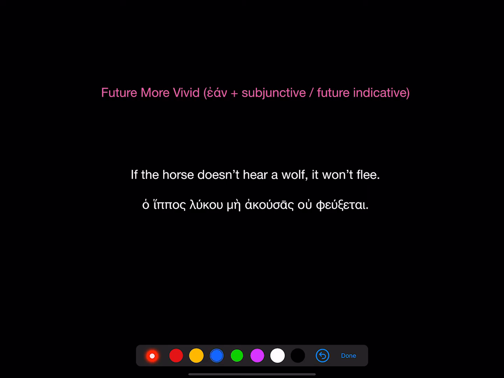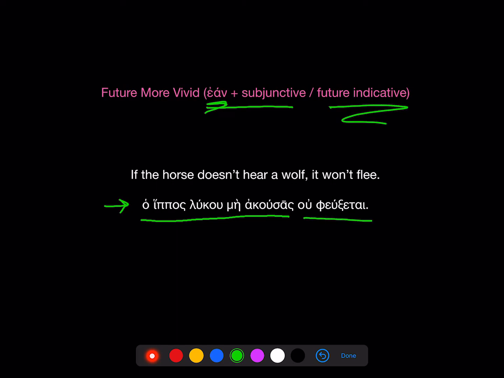Future more vivid. Remember, if we had a full protasis, it would have ἐάν plus the subjunctive, and then in the apodosis, we'd have our future indicative. So here's an example where I've replaced that protasis and gotten rid of the ἐάν. I've replaced that protasis with a participle. Ὁ ἵππος λύκον μὴ ἀκούσας οὐ φεύξεται. If the horse doesn't hear a wolf, it won't flee. Okay? Again, μή with the participle shows us that this must be a conditional participle. Okay?